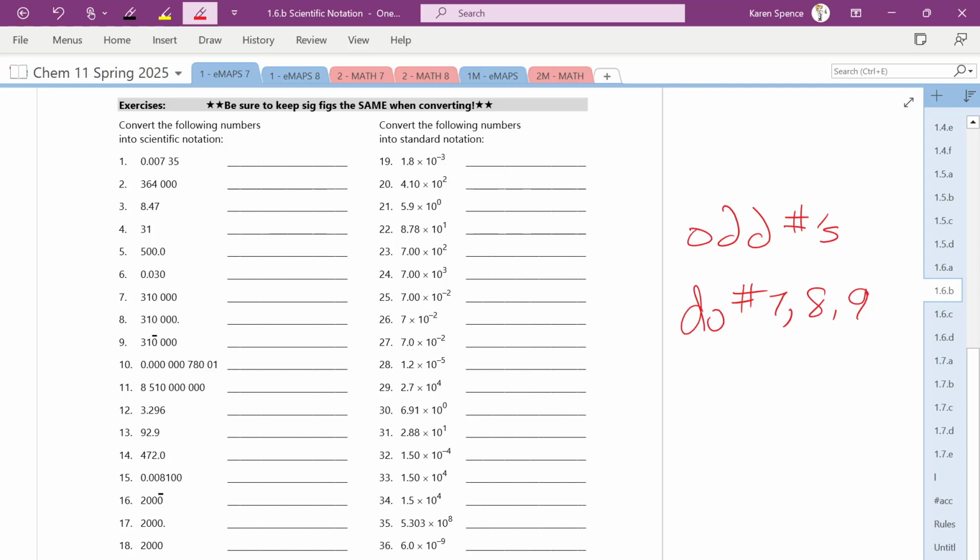Times the negative. Let's see, 3, 6, 9, 12, 15, 18, 21, 24, 27, 30, 33, 34.